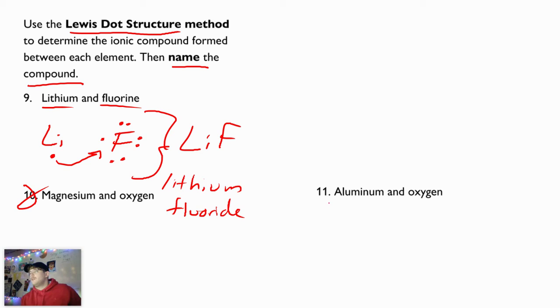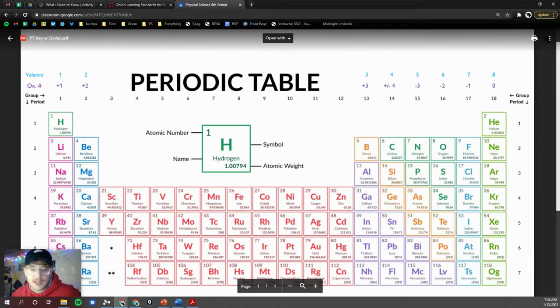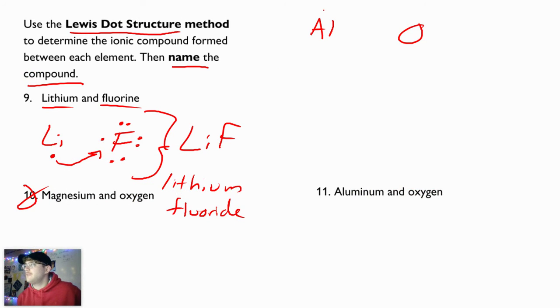All right, we'll skip 10. We'll do 11 because that one is one of the tougher ones. We've got aluminum and oxygen. So we've got to find out how many valence electrons each one has. Aluminum is right here. It's got 3 valence electrons, and oxygen's got 6 valence electrons. So let's go ahead and draw that. Aluminum's got 3. Oxygen has 6. I did that wrong. There we go.